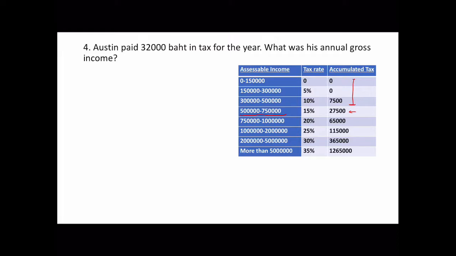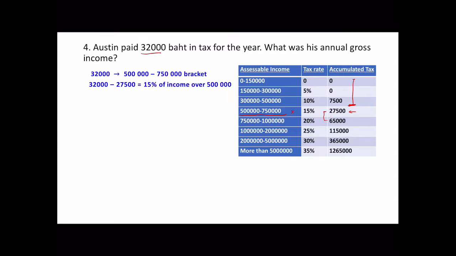Okay, so you look at where this number lies between any of these numbers in here. So 32,000 is in the middle of these two, so he'll be in this bracket. So 32,000 means he's in that tax bracket there. So now, 32,000 minus 27,500. So when he got to this point here, 500,000, he'd already paid 27,500 in tax.